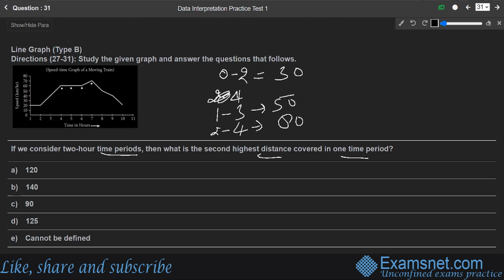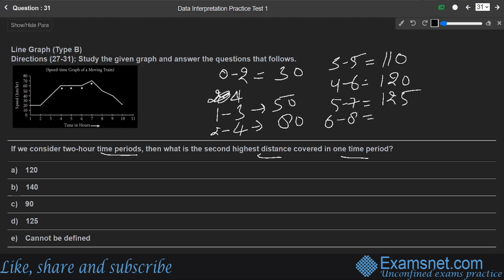Now for 3 to 5, for 3 to 4 it was 50, and for 4 to 5 it is 60. So for 3 to 5 it becomes 110. For 4 to 6, for 4 to 5 it was 60, for 5 to 6 it was 60 again. So for 4 to 6 it becomes 120. For 5 to 7, for 5 to 6 it was 60, and 6 to 7 it was 65. So 5 to 7 it becomes 60 plus 65, that is 125. For 6 to 8, for 6 to 7 it was 65, and 7 to 8 it was 60. So for 6 to 8 it becomes 125 again.